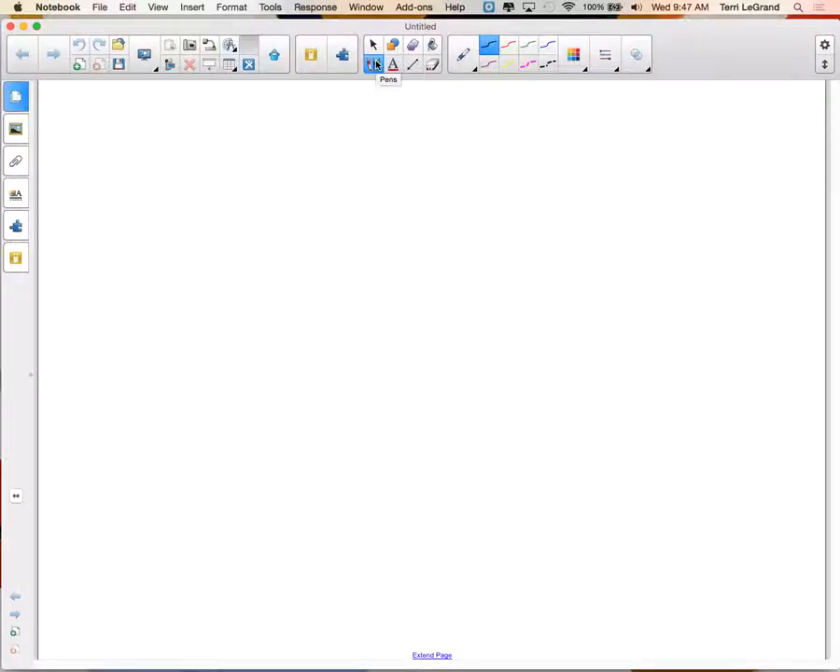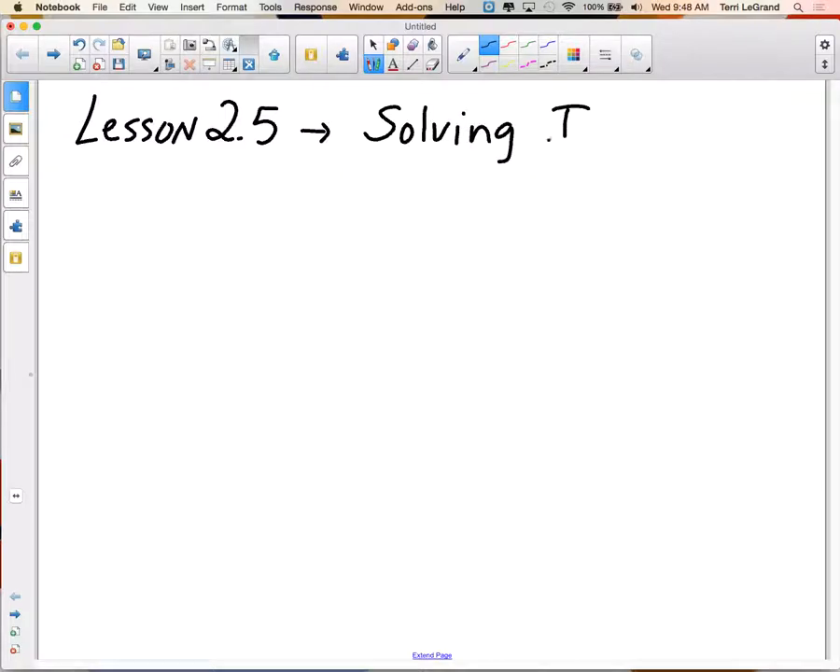So today as we move into lesson 2.5, let's put that at the top of this notebook page. And then let's give a little title that talks about what our learning goal is. We are going to be solving inequalities with variable terms on both sides.